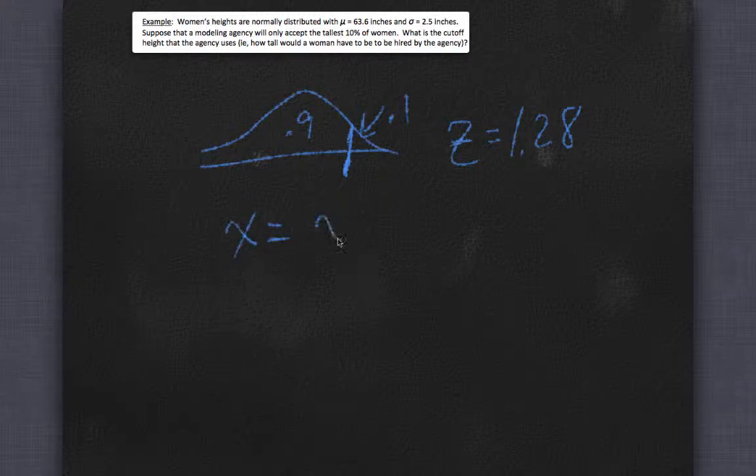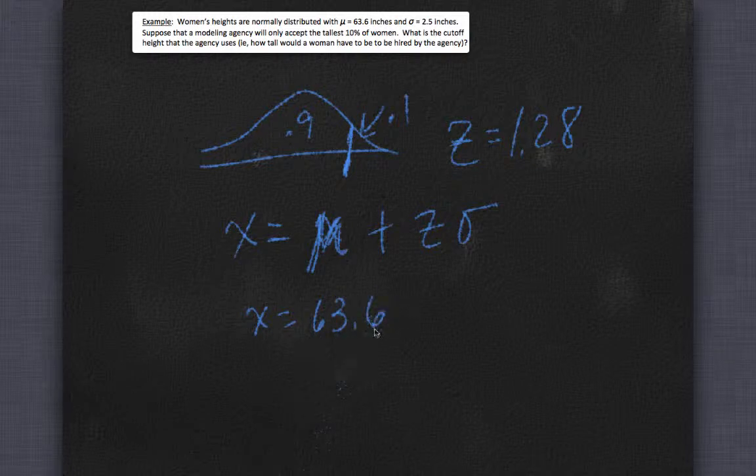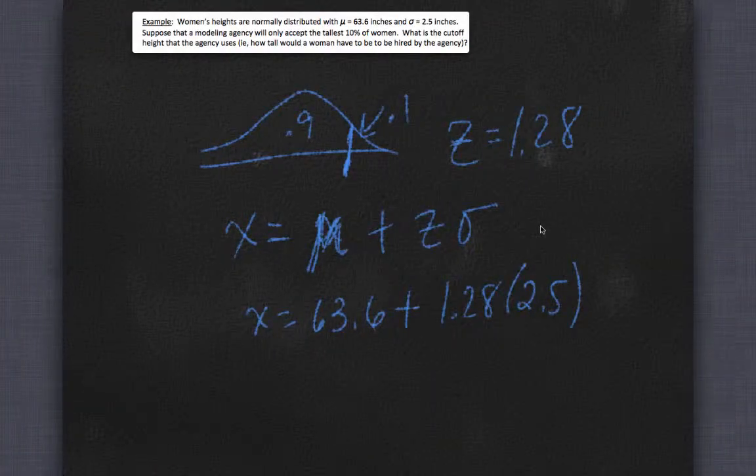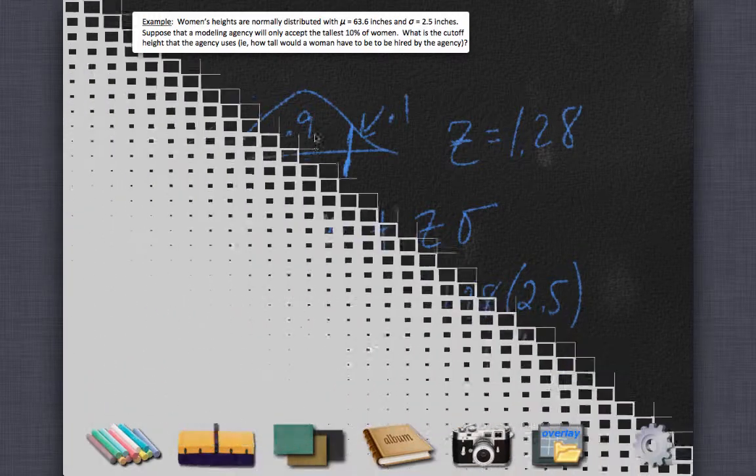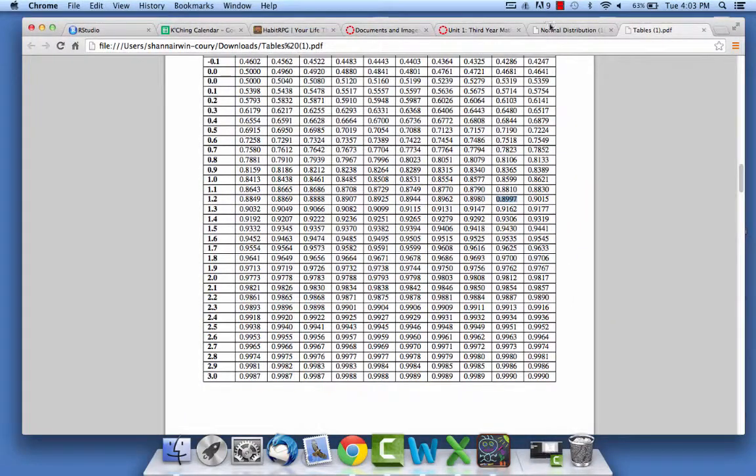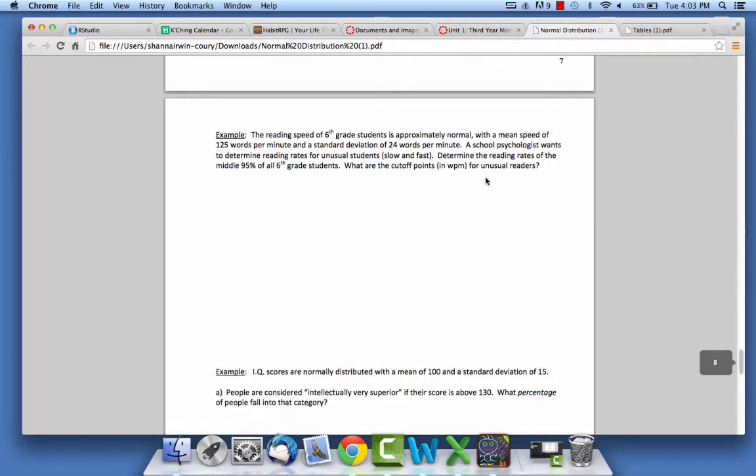X is, if you start from the mean, you go z standard deviations away from the mean. So if z is negative, then this will end up subtracting, but it's always mu plus z sigma. So x equals 63.6 plus 1.28 times 2.5, which is 66.8 inches. Okay, now you do this one.